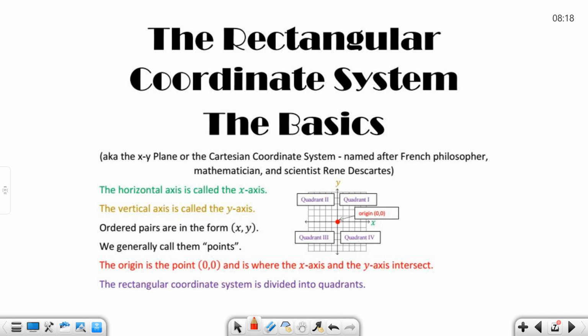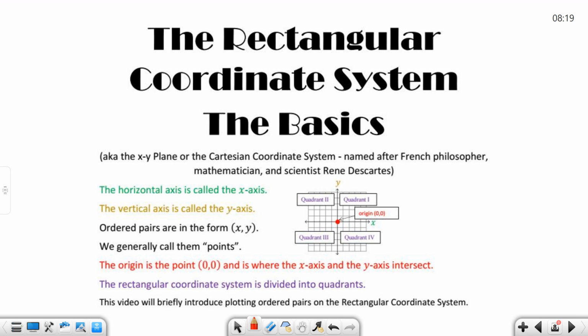And then the rectangular coordinate system is divided into quadrants. And we start with the upper right quadrant, quadrant 1, and then we go quadrant 2, quadrant 3, and quadrant 4, right? So those are our 4 quadrants, okay? So that will be something, if you move beyond algebra and take trigonometry, that will be a huge concept and thing in trigonometry, those quadrants and that sort of thing, all right?